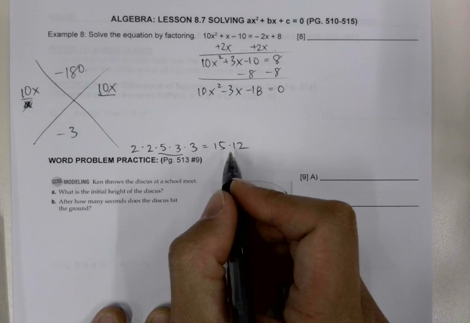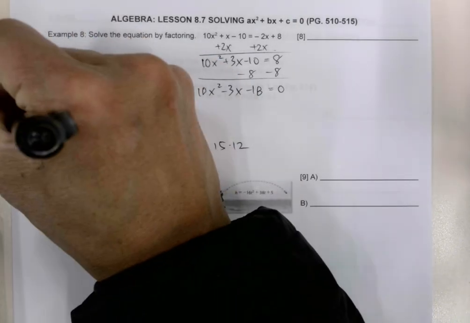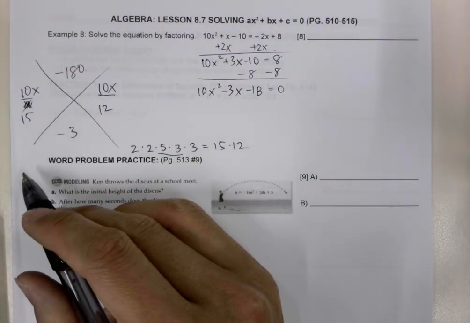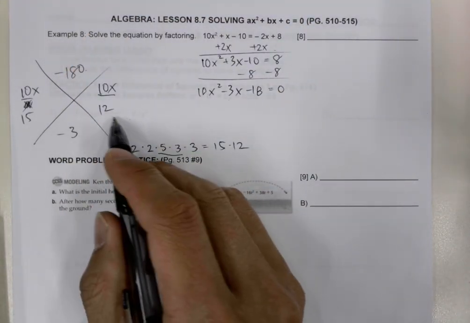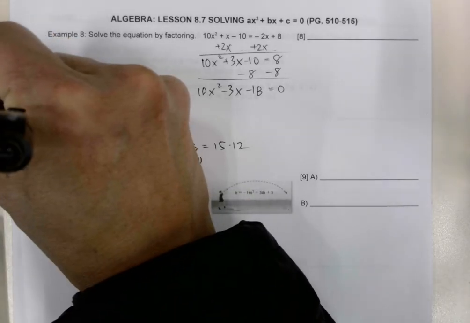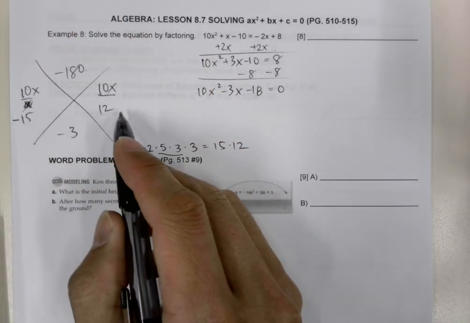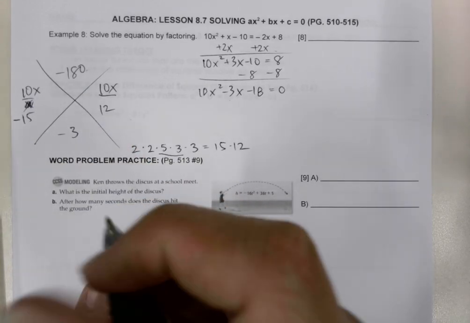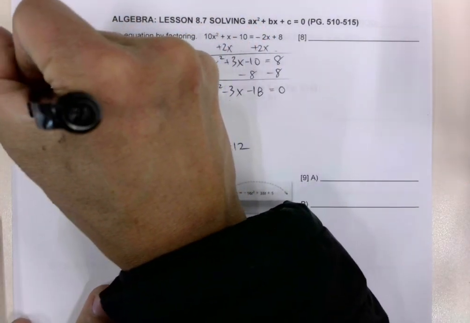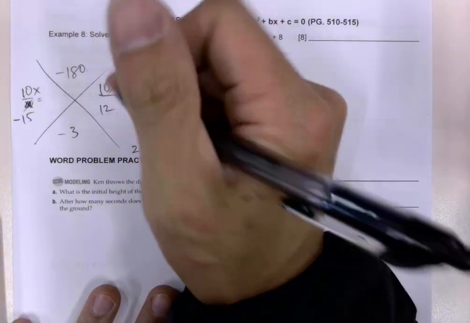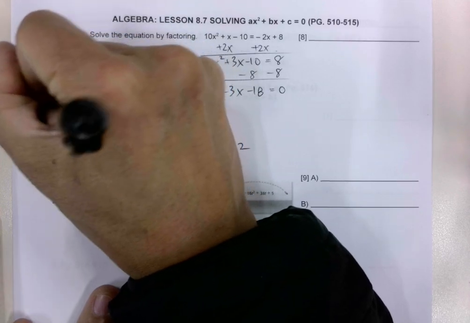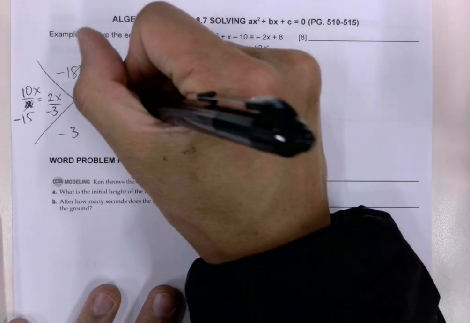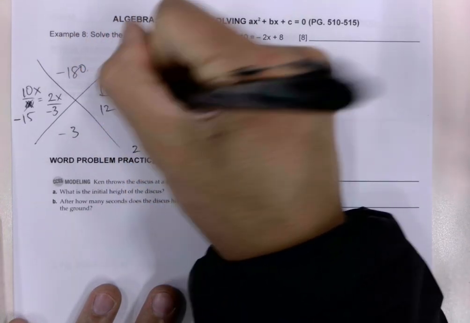So we have 15 and 12. 15 is going to go as the denominator of one of them, and 12 is going to go as the denominator of the other factor. And now, which one needs to be negative? Well, 15 needs to be negative, because negative 15 plus 12 is negative 3. And then we multiply them together, it becomes negative 180. Now we need to reduce our fractions. So our greatest common factor here is 5, so it'd be 2x over negative 3. Our greatest common factor here would be 2, so this is going to reduce to 5x over 6.